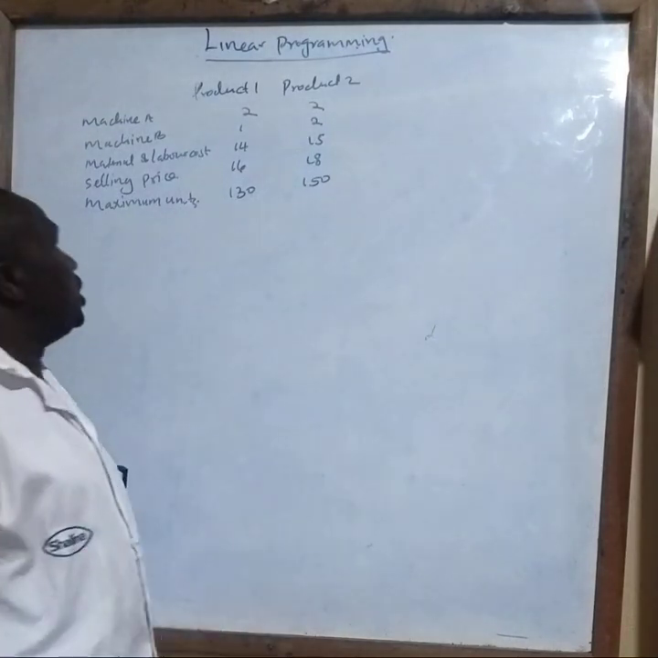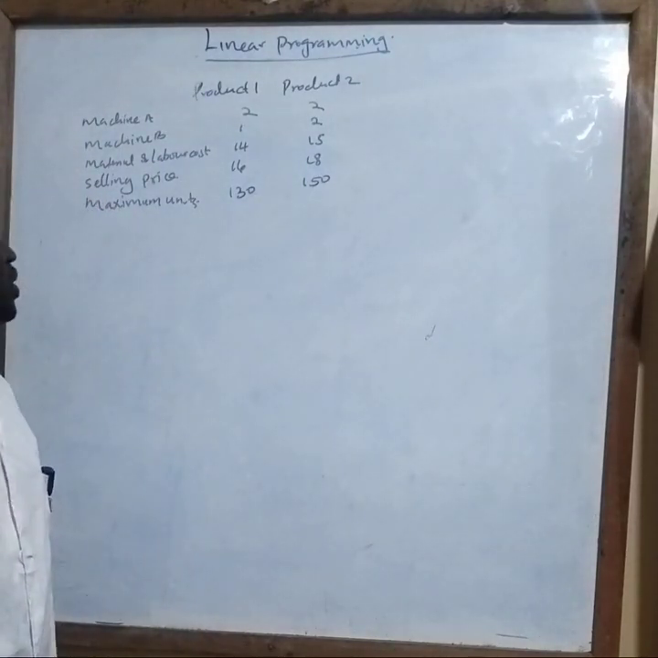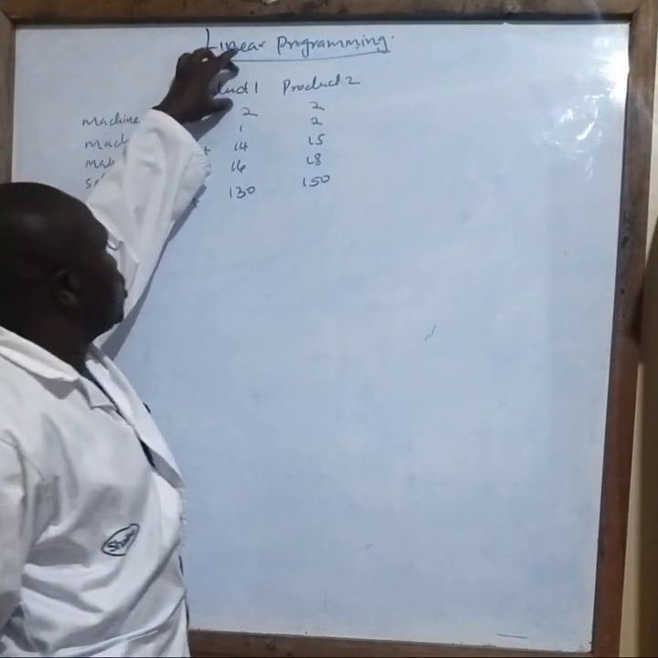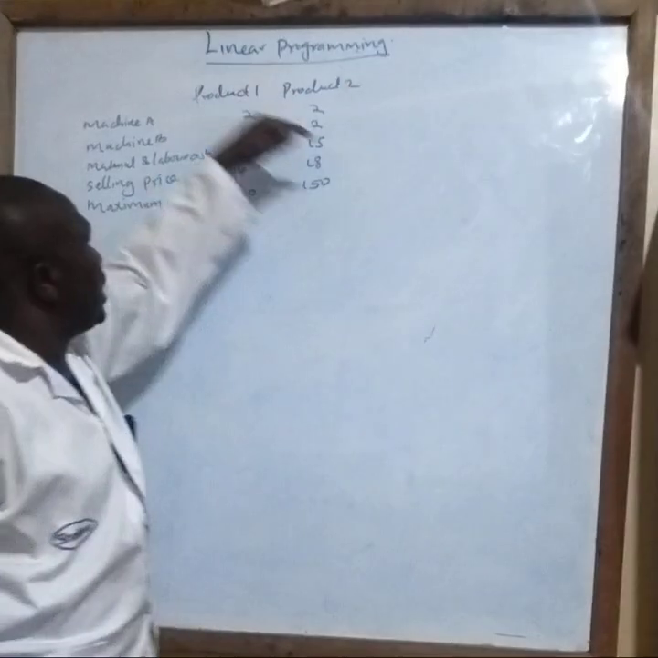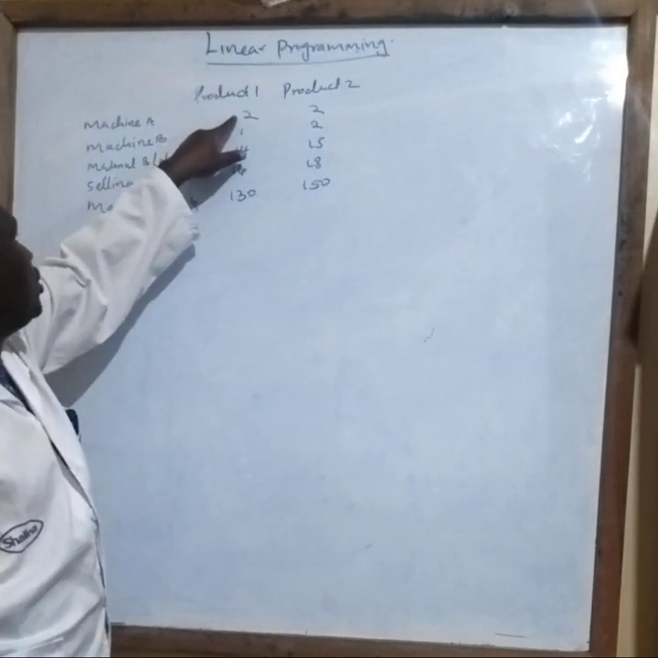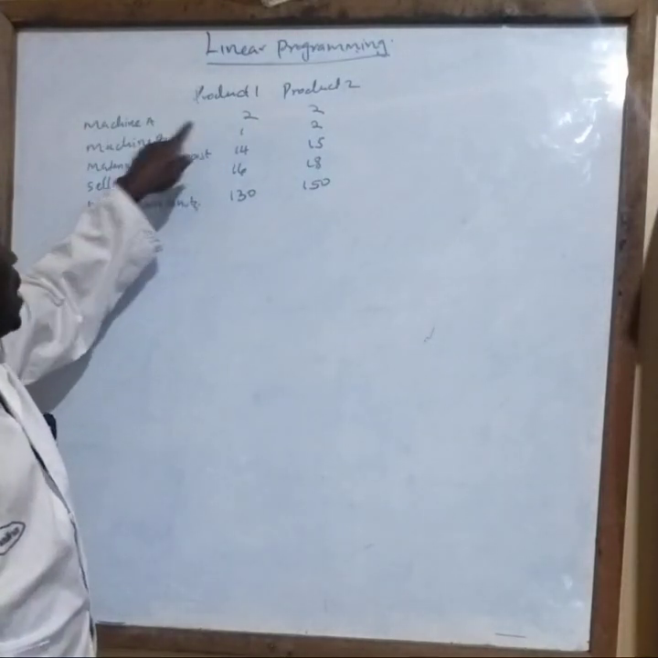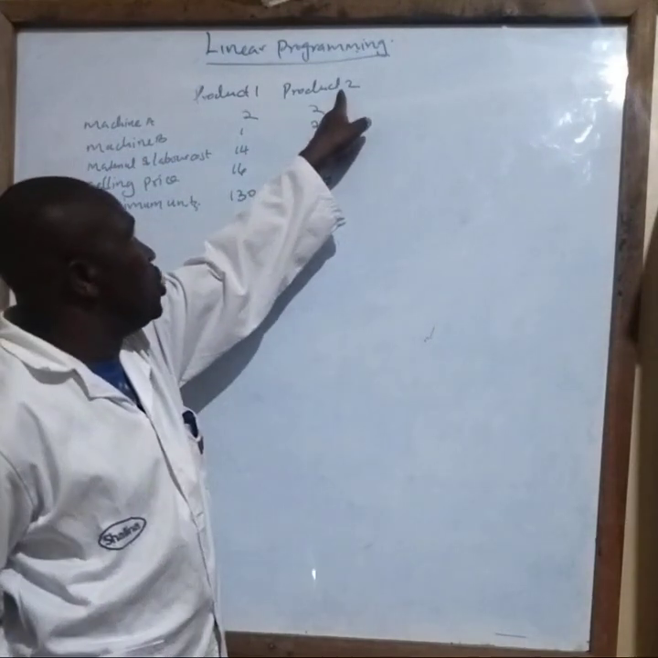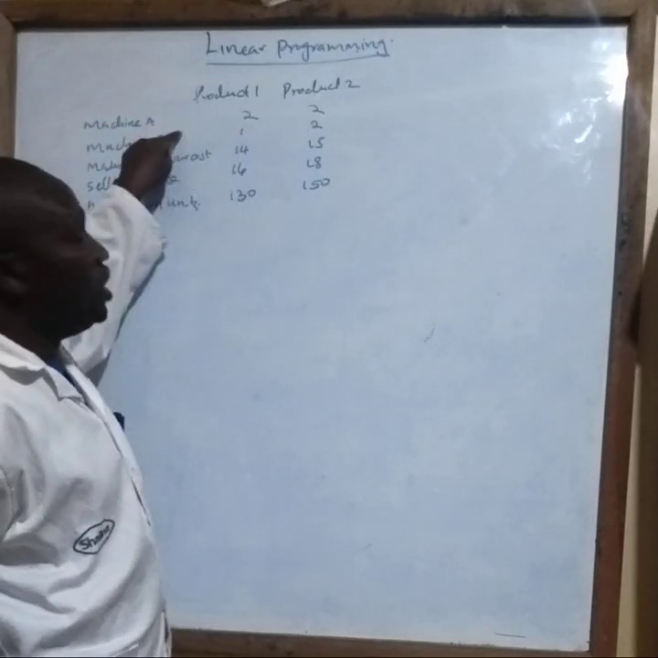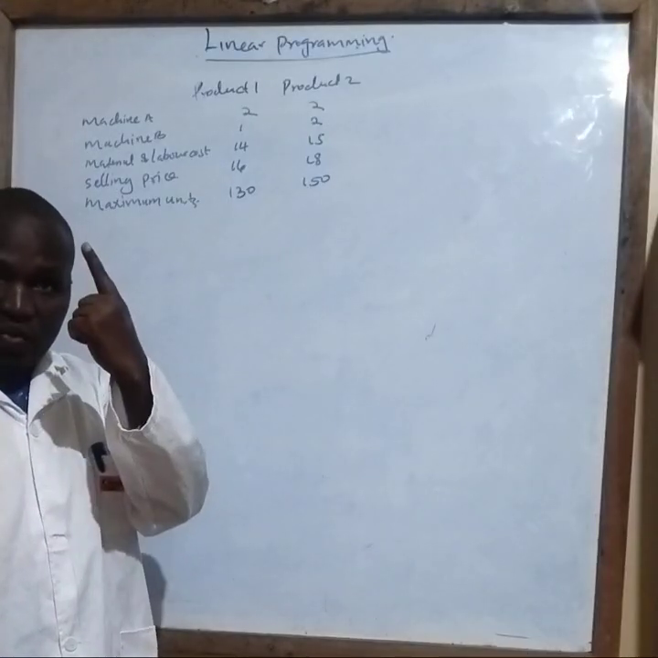Now, when you look at this information here, we are able to tell exactly the particular type of equation that we have. In this case, you can see we have machine A and machine B, and we have product 1 and product 2. It means that for you to produce 1 unit of product 1, you need 2 machine hours in A and 1 machine hour in B. To produce 1 unit of product 2, you need 2 hours of machine A and 2 hours of machine B.